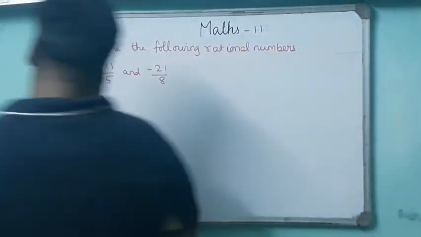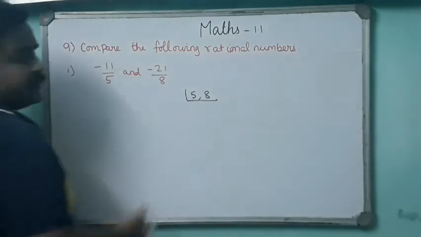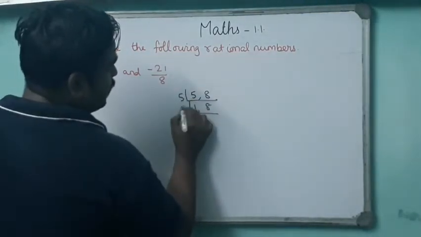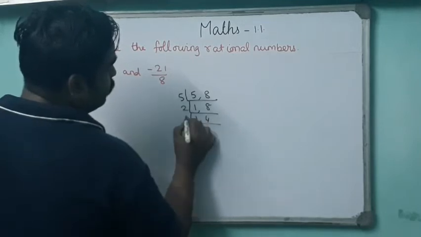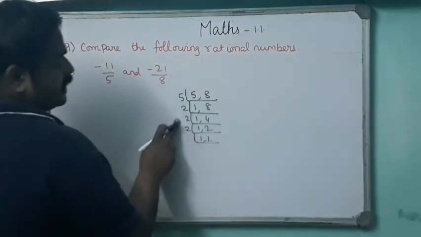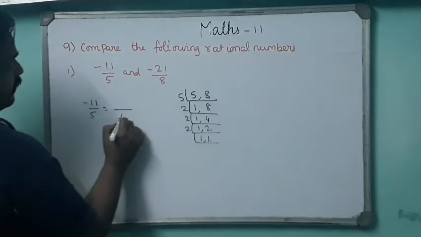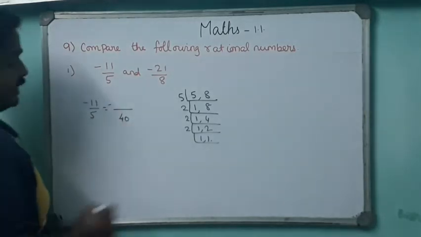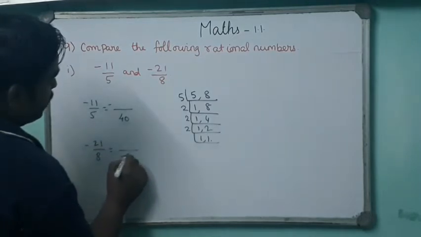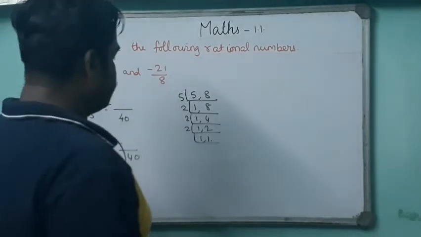How to equalize the denominator? First take down the denominators alone, 5 and 8. You know this type of division. Find out the LCM. So 5, 8, again in 2 table, 5, 4, again in 2 table, 5, 2, 2 table, 5, 1. 5 2s are 10, 10 2s are 20, 20 2s are 40. So now what you have to do? Minus 11 by 5 equal to, you put minus over 40, and minus 21 by 8 equal to, you can put minus over 40. You can put the negative either in the numerator or in the denominator. The negative is going to be the same.